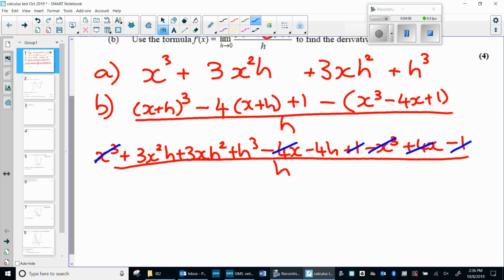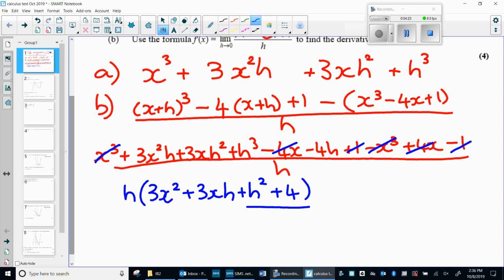And what else do I do now? Do you remember? Factorize. So we're bringing h to the front. So I'm left with 3x squared plus 3xh plus h squared minus 4, and that's it. Minus 4 and plus 4. That was to see if you were paying attention. Well done, Lizzie. If merits were available to IB students, you would have got yourself a little merit just then.